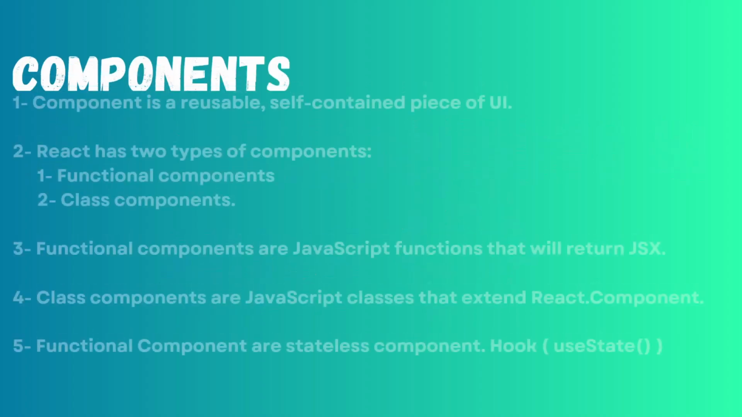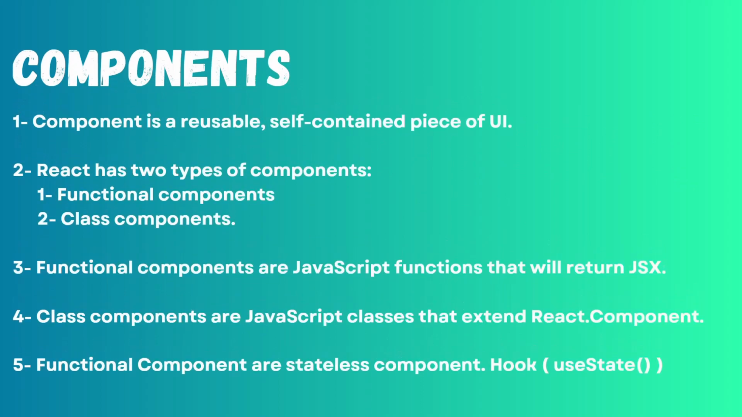Okay, so in React, a component is a reusable, self-contained piece of user interface that encapsulates a specific functionality or view. Components allow us to break down the application's UI into smaller and manageable parts. React has two types of components. The first one is functional component and the second one is class components. Functional components are JavaScript functions that will return JSX. These are very simple and easier to read than the class component. Class components are JavaScript classes that extend React.Component.